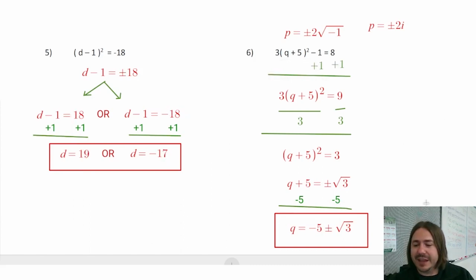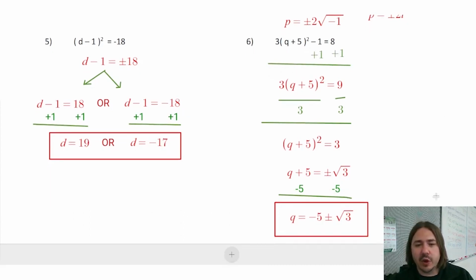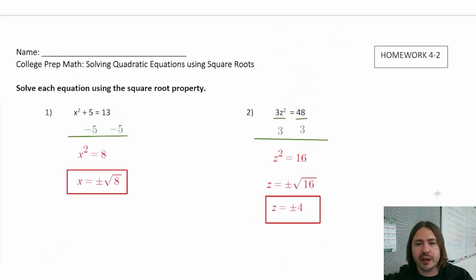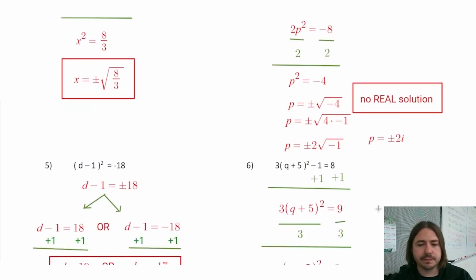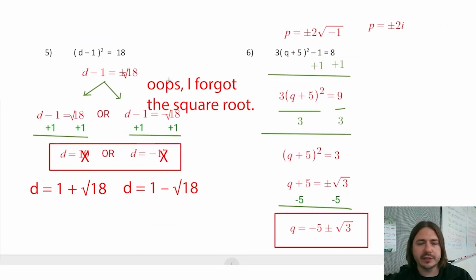So that's it. Like I said, this is going to be a quick homework. Just want to make sure you know how to solve the basic ones here with the square roots. Also be aware that if you get the square root of a negative, that's going to be no real solution. And then know how to deal with these squared binomials. Either way, you're going to be using square roots throughout all these problems.